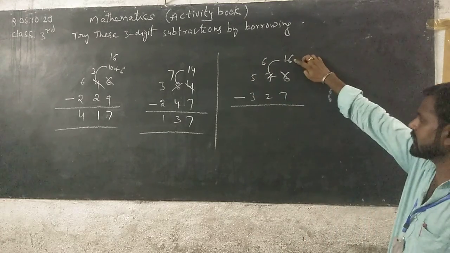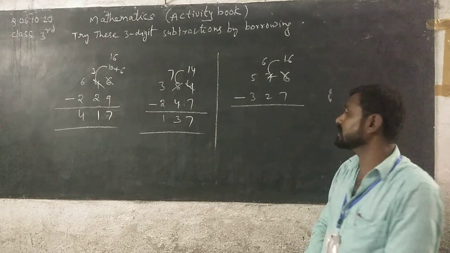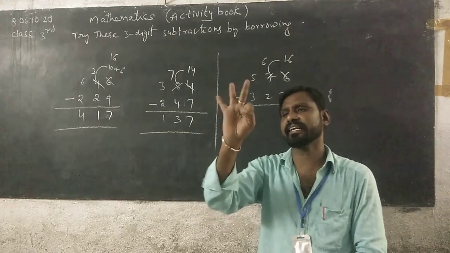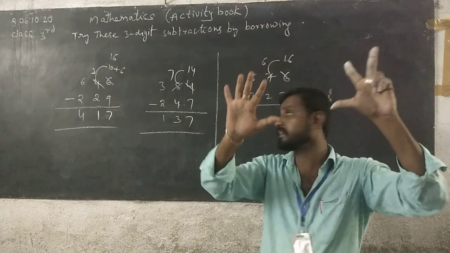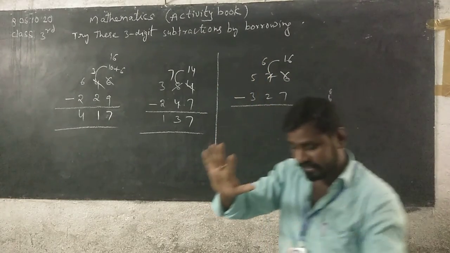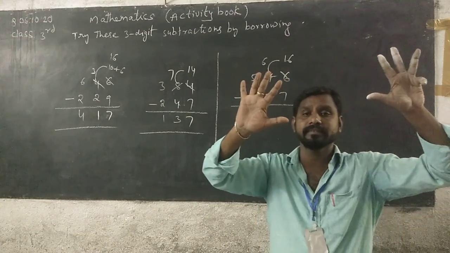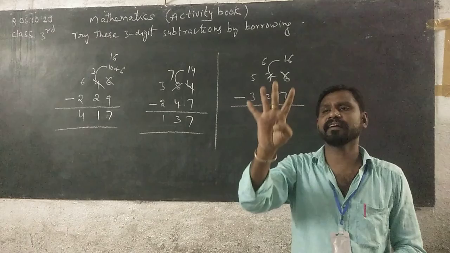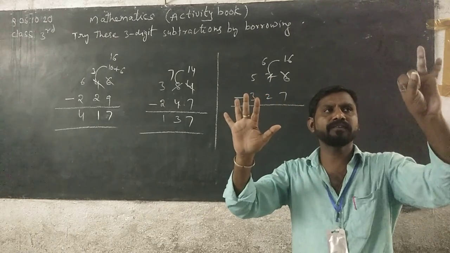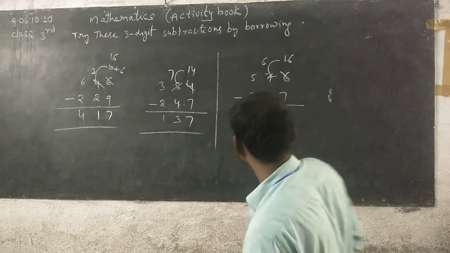See, 16 minus 7. So you can count after 7 up to 16. 7, after 8, 9, 10, 11, 12, 13, 14, 15, 16. See here, once again: 7, after 8, 9, 10, 11, 12, 13, 14, 15, 16. What do we get? 5 plus 4, 9.